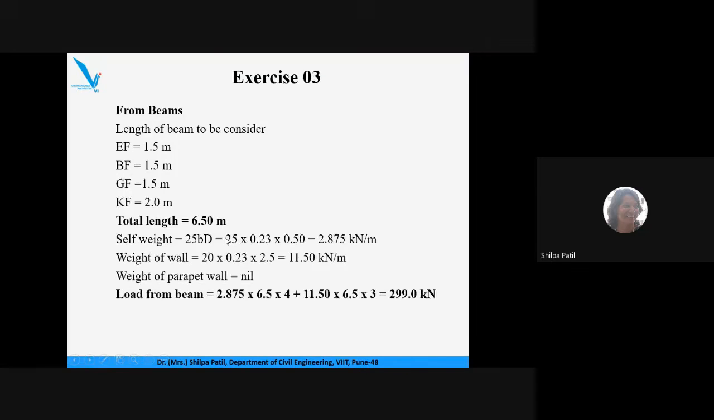So again we will calculate the load which is acting on a beam. On beam, the self weight of the beam is there, weight of the wall is there, and weight of parapet wall. I will discuss this later on.